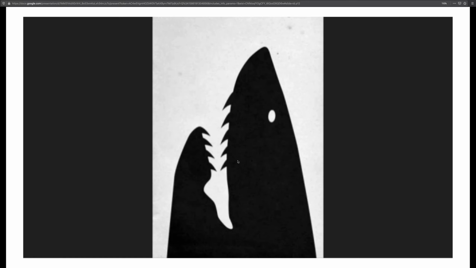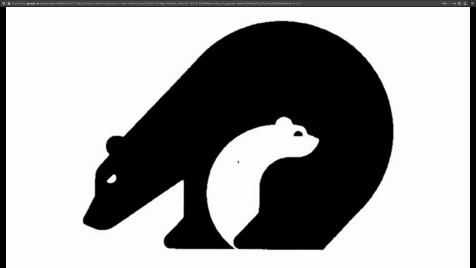This, I think of Jaws, the movie Jaws. The shark is coming up from the bottom, but the negative space of the mouth is definitely a leg. It's a human leg. I love this, love it. And then it seems like a polar bear or some kind of bear with a cub nestled in. Okay. So you're going to have to be as creative as you can.